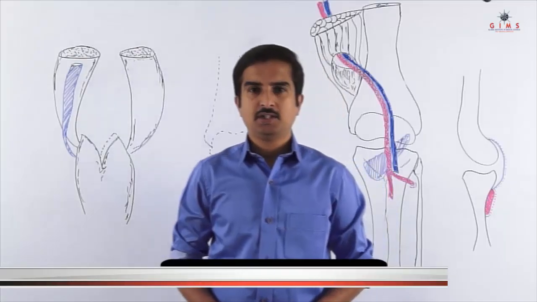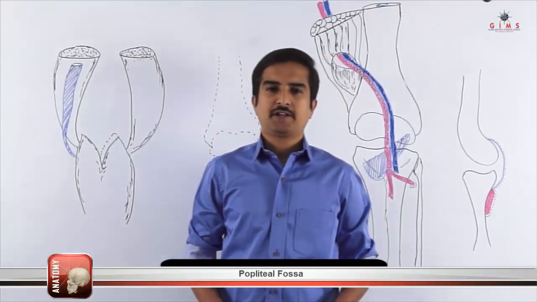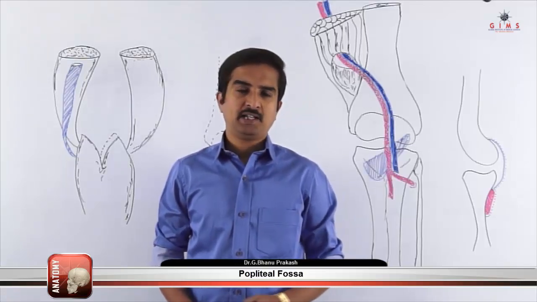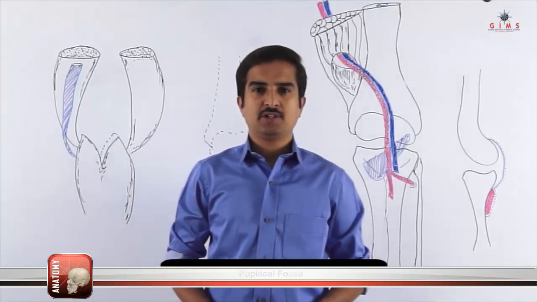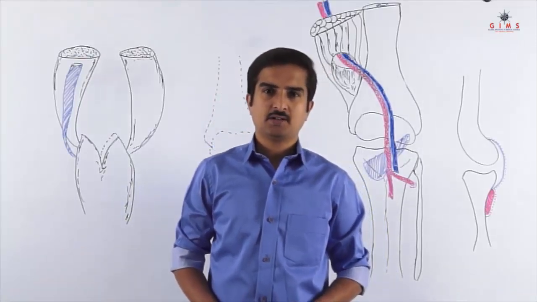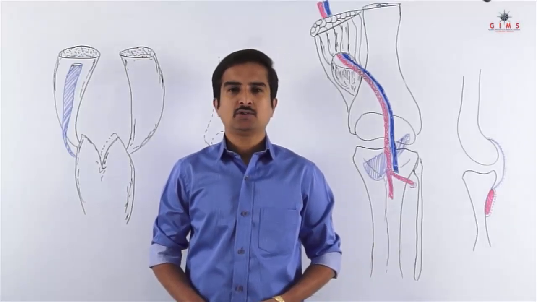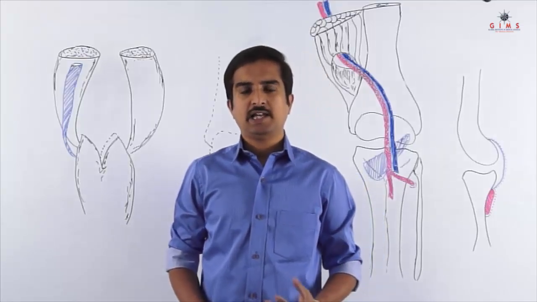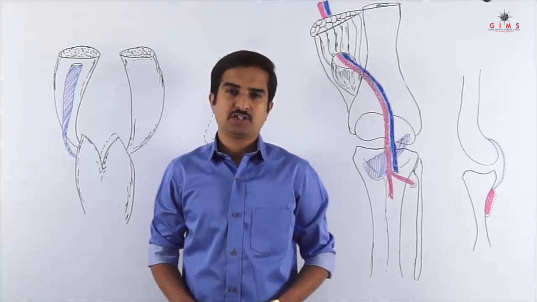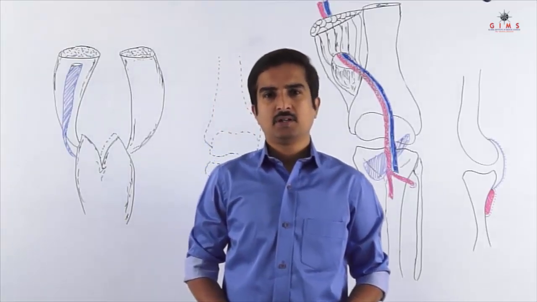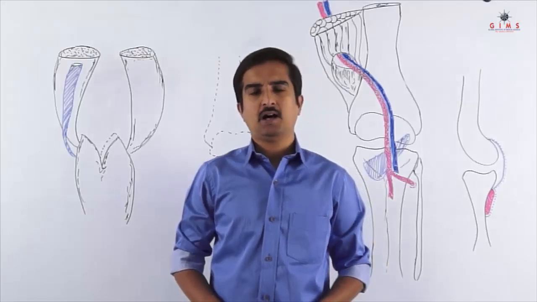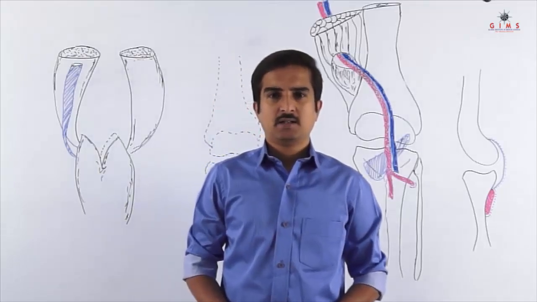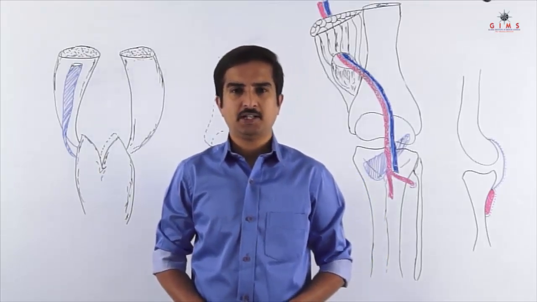Continuing our discussion with the lower limb gross anatomy, our next chapter is the popliteal fossa. In the popliteal fossa, we are going to discuss the anatomical boundaries and the contents of the popliteal fossa, and also we are going to study the cutaneous nerves which are present in it, and we will discuss in detail the tibial nerve, and also the popliteal artery and popliteal vein.